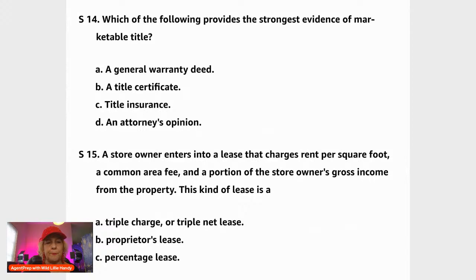Number 14, which of the following provides the strongest evidence of marketable title? A, general warranty deed. B, a title certificate. C, title insurance. Or D, an attorney's opinion. The strongest evidence of a marketable title.